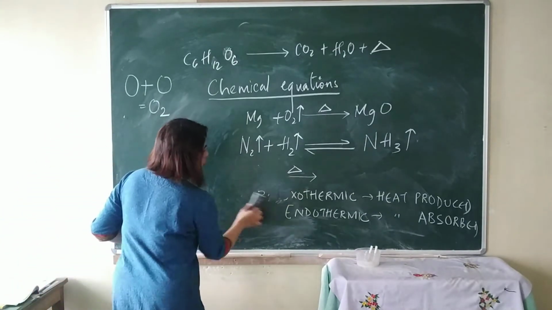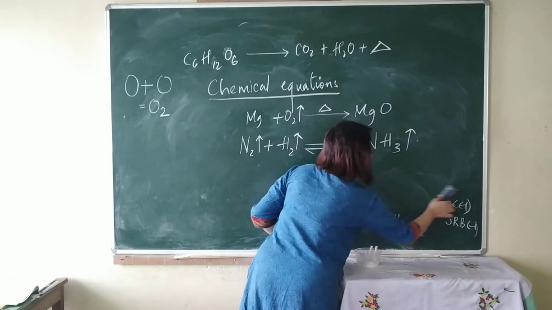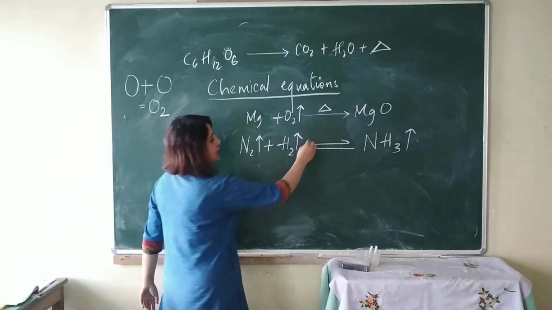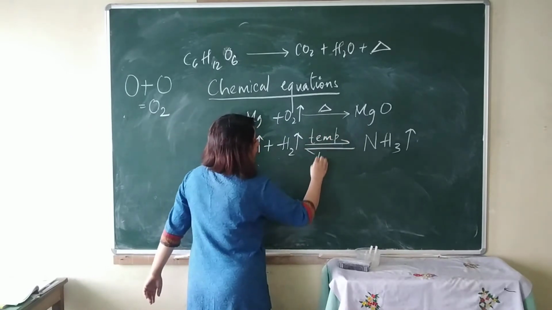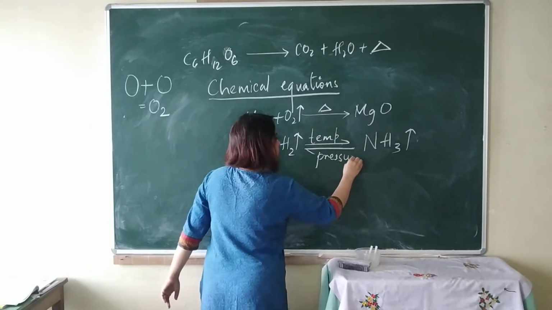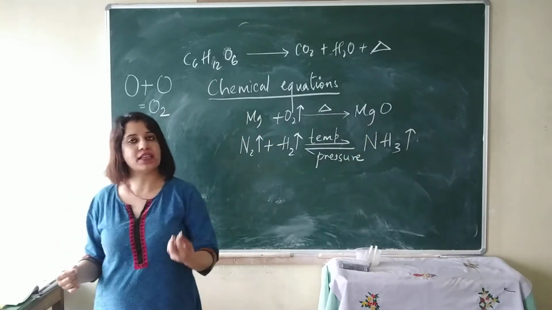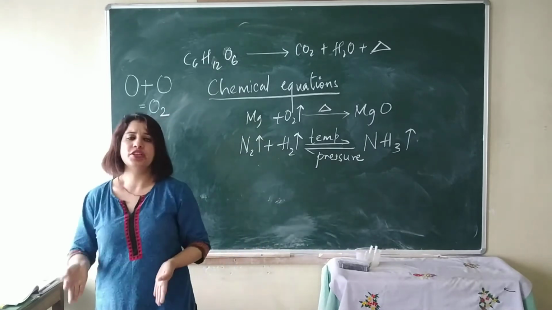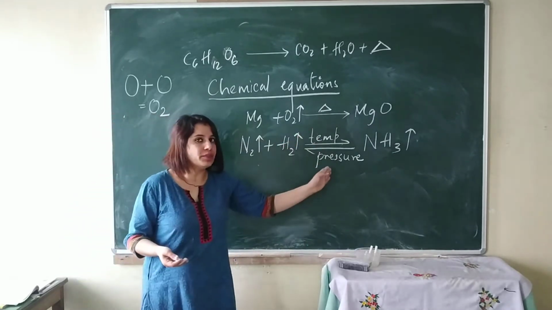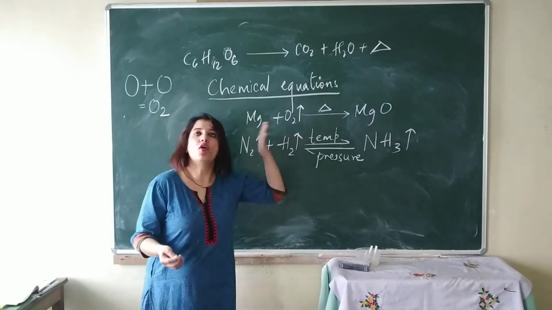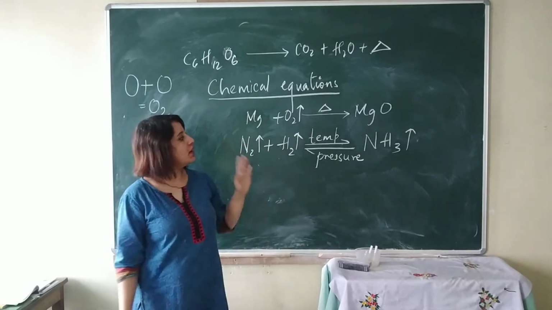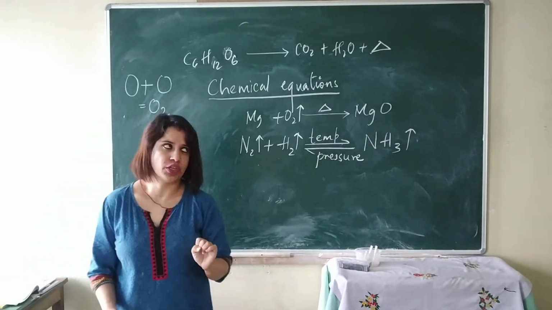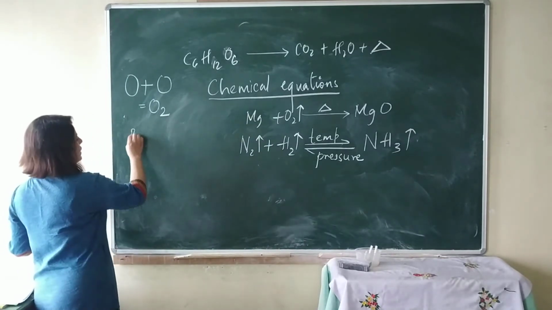Now in certain equations, a particular temperature or pressure is required. In that case also, exactly like heat, the temperature, pressure, whatever it is. Each equation has a specific temperature. It has to be heated up to a particular temperature or a particular pressure is required. Then that information has to be written above or below the arrow. So everyone, I hope you have understood the different rules of writing a chemical equation. Now the most important part is balancing.